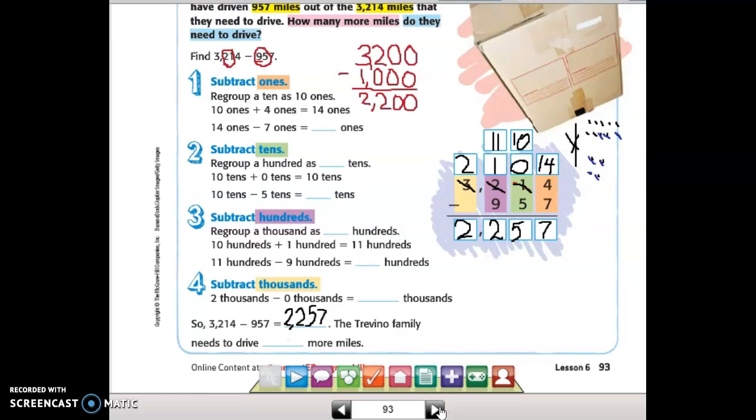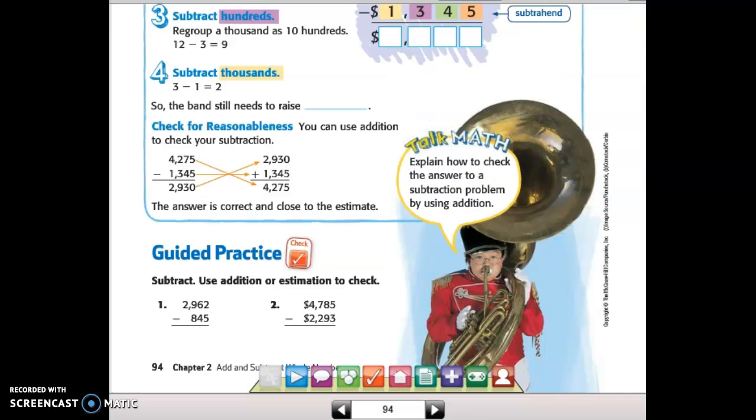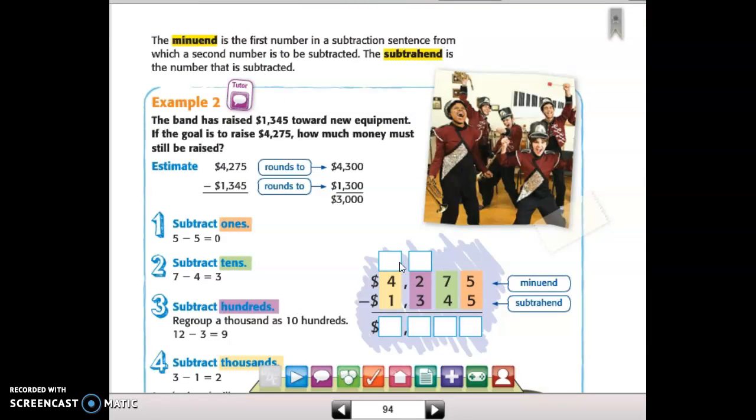The next problem does not have as much regrouping, but it does explain the difference between these two. The larger number in a subtraction is always the top one, and that is called the minuend, and the lower one, or the lesser, is called the subtrahend. So there are cool vocabulary words to tell your parents. Minuend is the first number in a subtraction sentence from which a second number is to be subtracted. The subtrahend is the number that is subtracted.